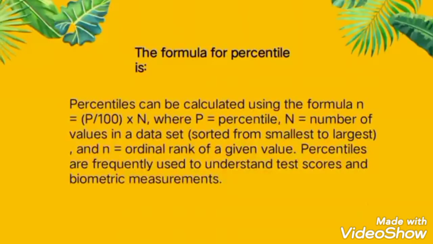The formula for percentile: percentiles can be calculated using the formula n equals p divided by 100 times N, where p is the percentile, N is the number of values in a dataset sorted from smallest to largest, and n is the original rank of a given value. Percentiles are frequently used to understand test scores and biometric measurements.